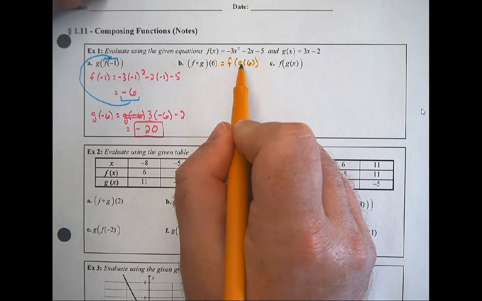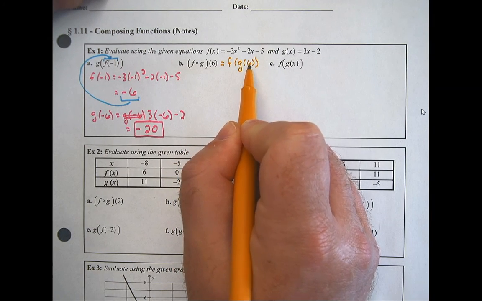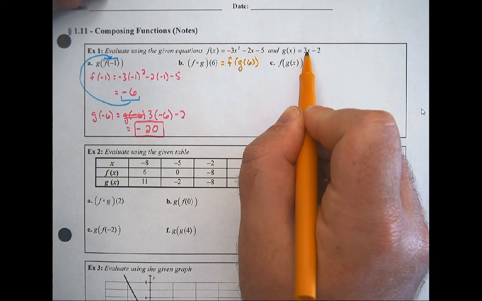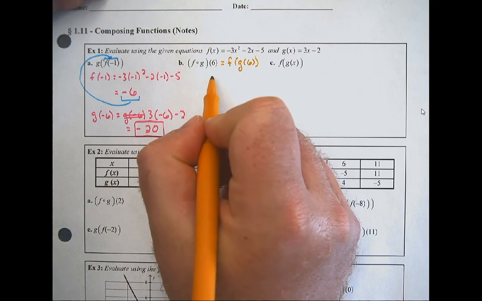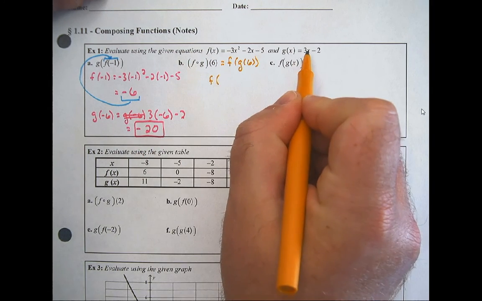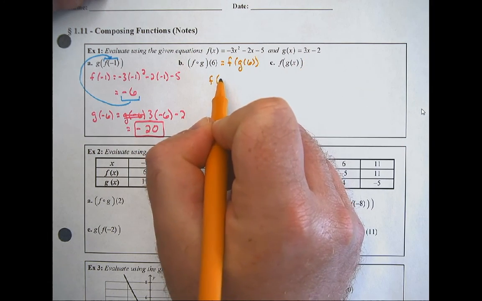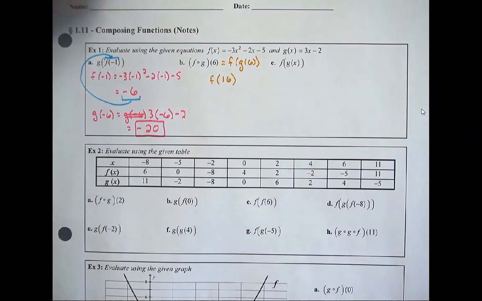All right, so I've got to do g of 6 first. So g of 6, I would plug that in. That's 18. Take away 2 is 16. Now I want to figure out what f of 16 is.